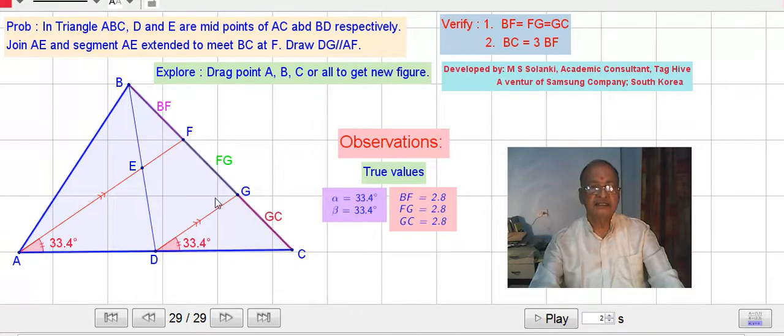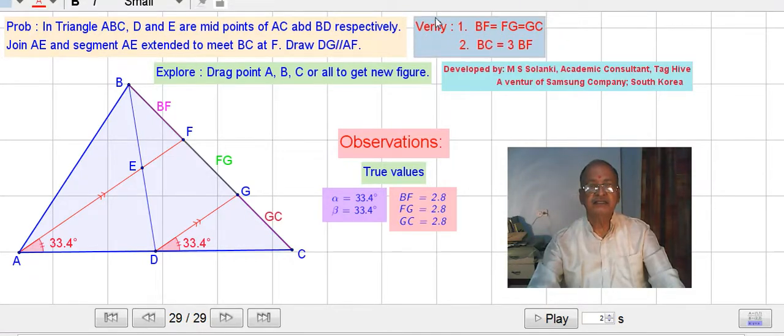Draw DG parallel to AF. This is what is given. And what we have to verify? We have to verify that BF is equal to FG is equal to GC first, and secondly, we have to verify BC is equal to 3 times BF. This whole line is equal to 3 times BF.